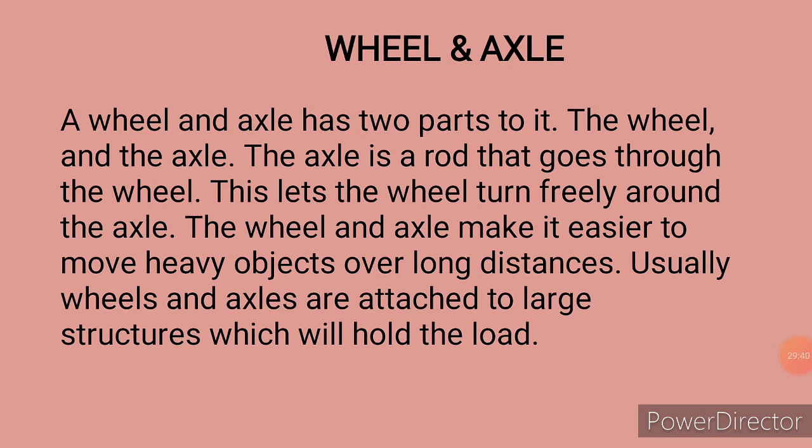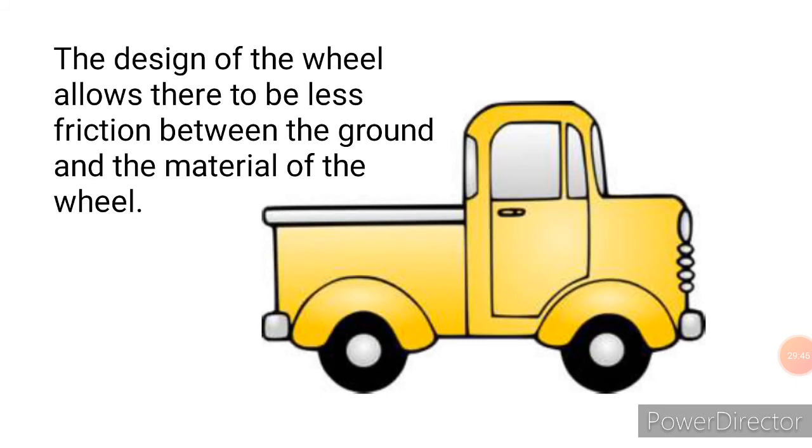Usually wheels and axles are attached to large structures which hold load, just like this truck you can see here, is it not? The design of the wheel allows there to be less friction between the ground and the materials of the wheel. So because of the wheel and the tire added to it, there is less friction. Less friction means easy movement. Okay, that is what the wheel and axle does.